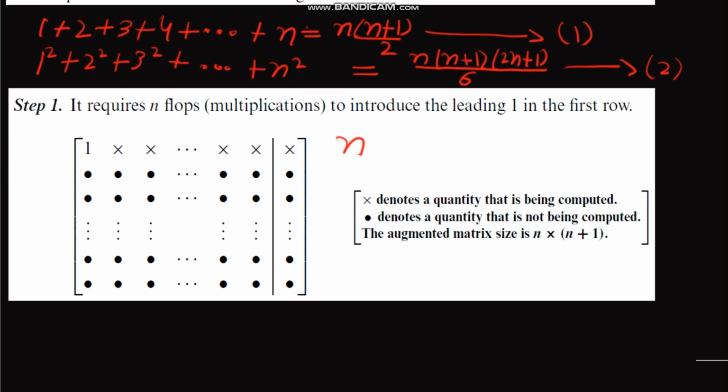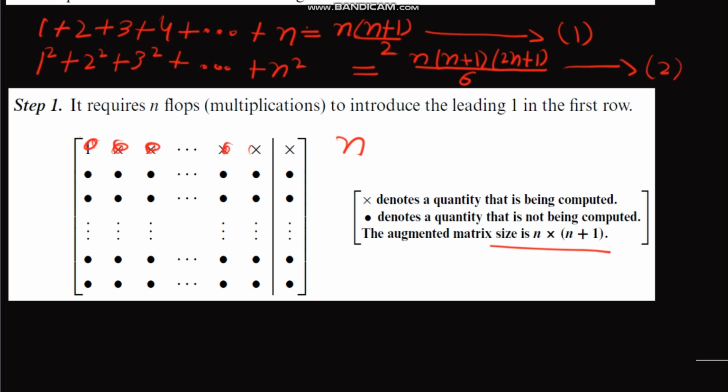Now, in the starting, I am assuming that this is our matrix, an n by n plus 1 matrix, and the dot denotes a quantity that is not being calculated. This matrix is not n by n because I have added one more column, that's why its order has become n rows with n plus 1 columns. So the size of the matrix is n by n plus 1.